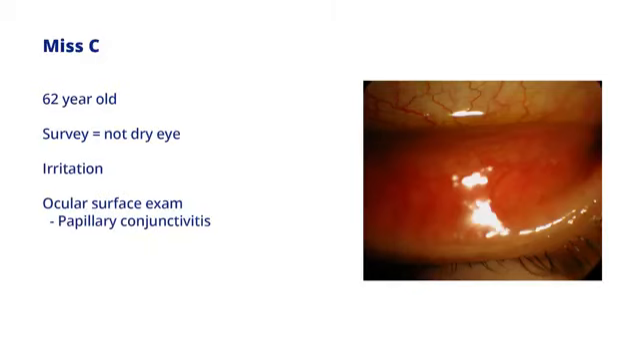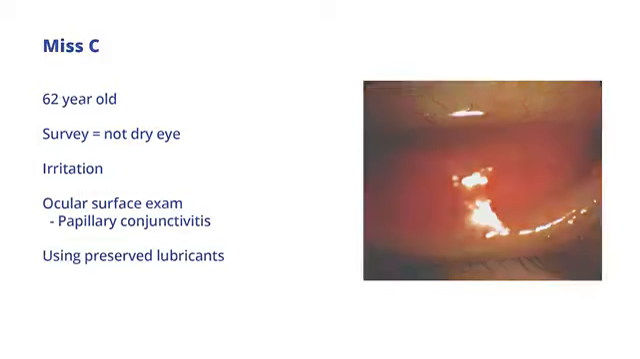So back to our patients. Well, Miss C, she's 62 years old. She came for cataract surgery, and she did have a screening questionnaire beforehand, which indicated she didn't have dry eye. But post-op, she had irritation, and the ocular surface examination revealed a papillary conjunctivitis. So in our decision-making, we have to think, well, she probably had some propensity to ocular surface disease that's now been unmasked. And her trouble was she actually had a preservative allergy. So this was established through taking a history and examination.